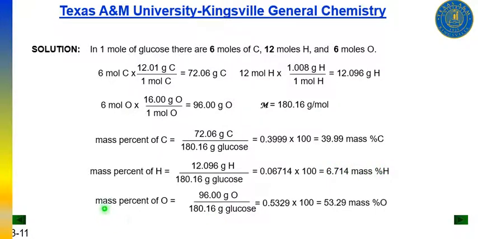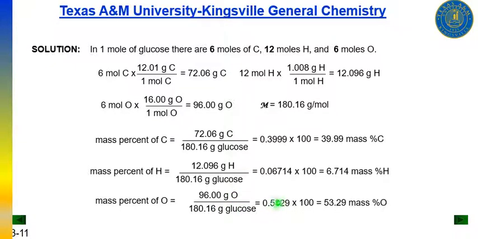The last one, the mass percent of oxygen, you can use 100% minus 39.99 minus 6.7, or you are going to use the total mass of oxygen divided by the molar mass of glucose.